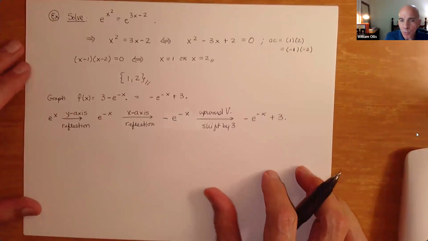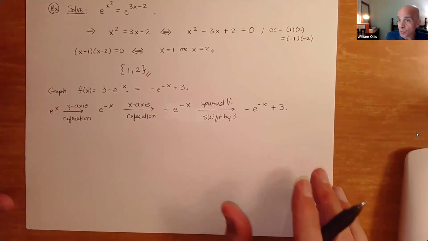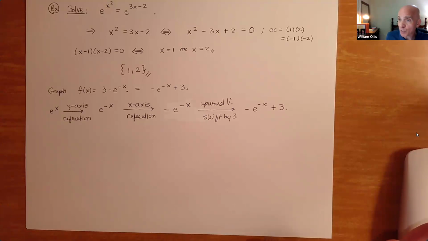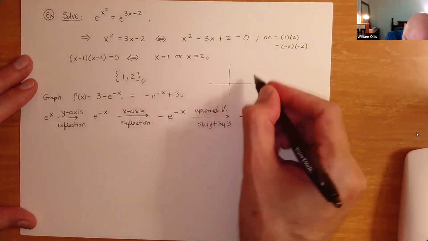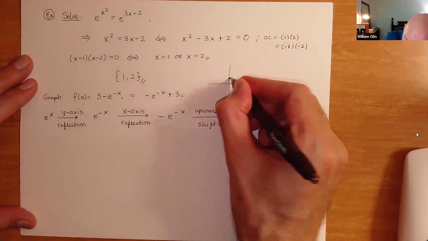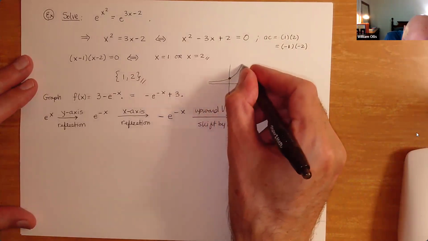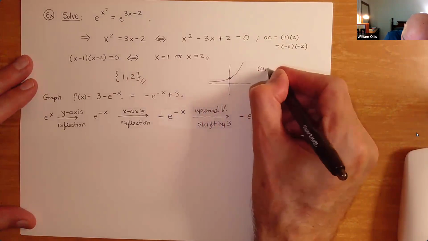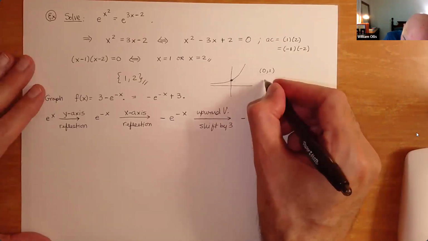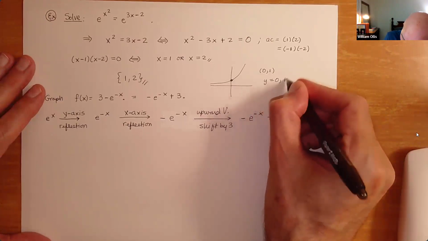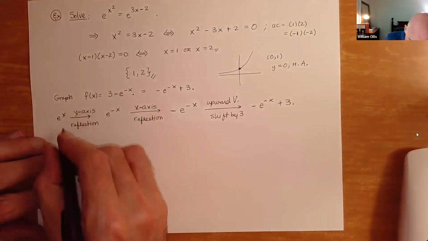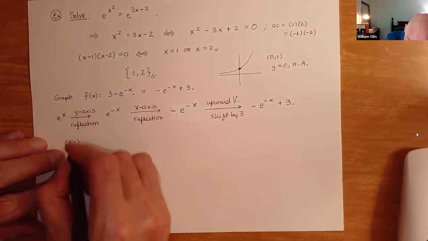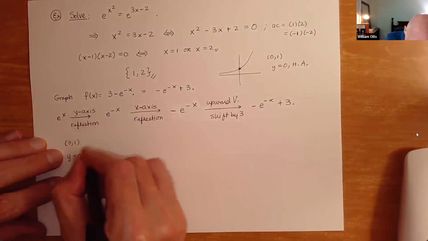Now, when you want to draw this, you can just use really simple parameters from the parent graph. So let's remind ourselves that we have some really easy stuff going on here. We have the point 0, 1, and we have y equals 0 as the horizontal asymptote. So let's go ahead and see what happens. We'll move both of these.